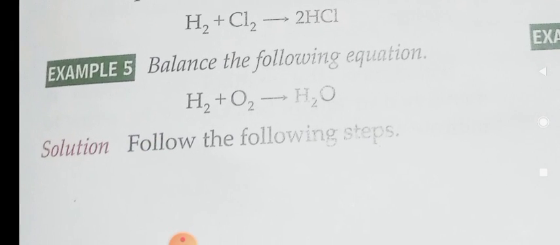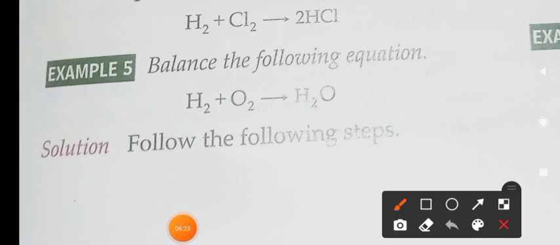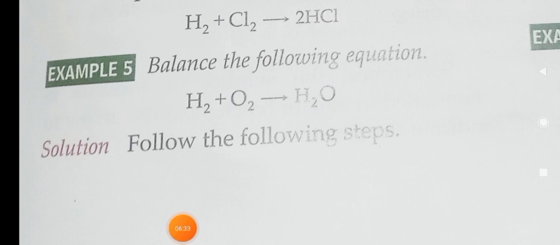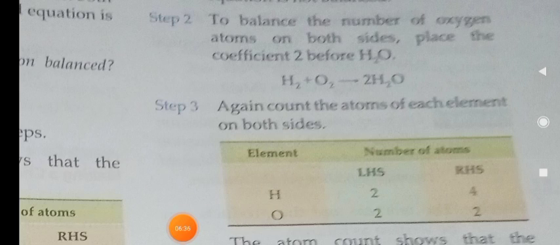The next example we are going to discuss is H2 plus O2 gives H2O. Here 2 hydrogen on the left side and 2 hydrogen on the right side, so it is balanced. What about oxygen? Oxygen 2 on the left and only 1 on the right. So how to balance this? In order to balance this, we can add the coefficient 2 to the right-hand side.